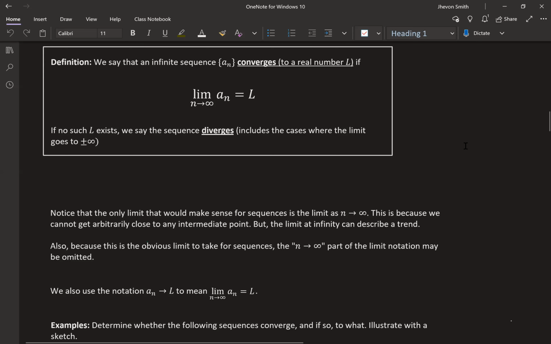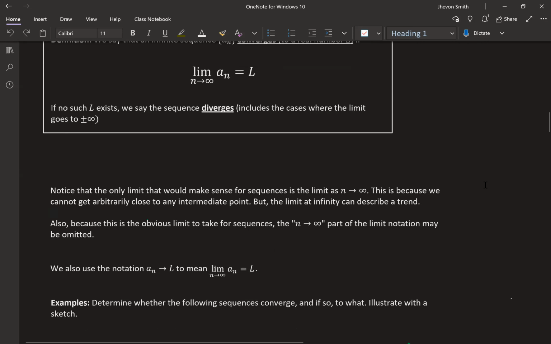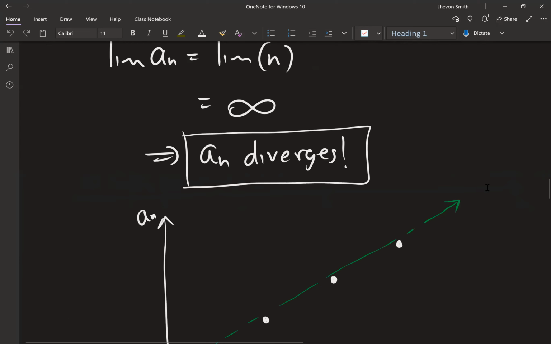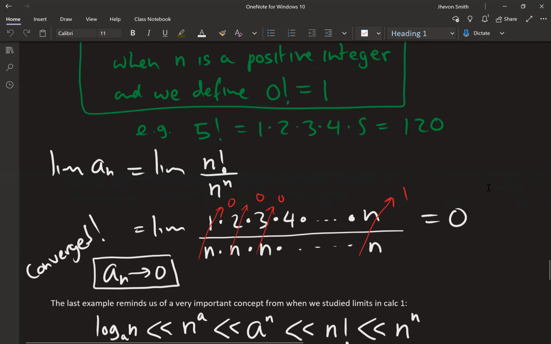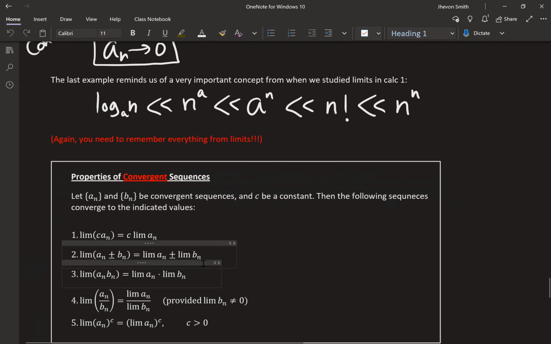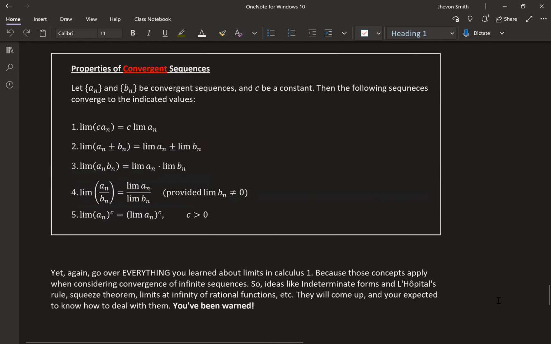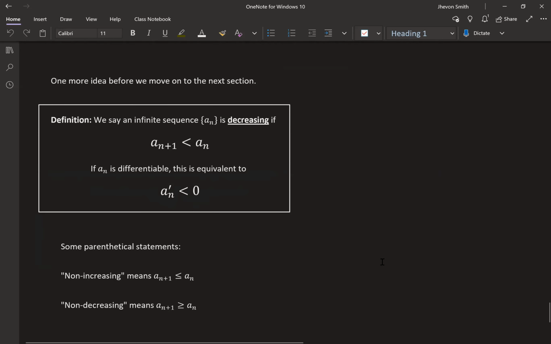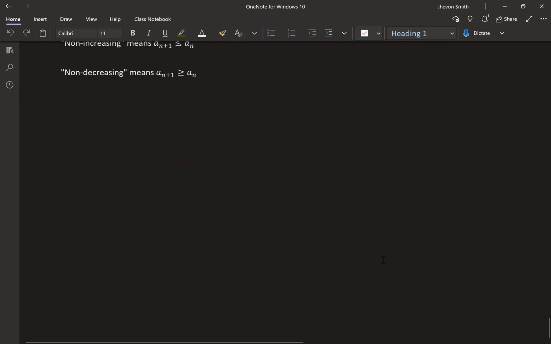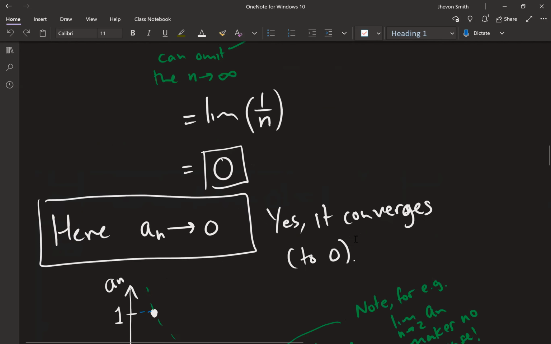This just means taking the limit of the formula that gives us the terms. And if this goes to a real number, we say that the sequence converges. If it doesn't, we say that it diverges. We can visualize sequences as shown, and a convergent sequence actually has all these properties. This is what it meant for a sequence to decrease, and that's where we ended there.